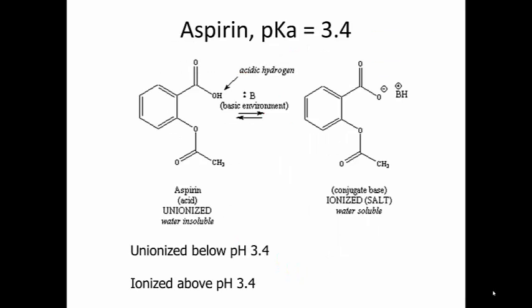Let's start with aspirin. Aspirin is a weak acid with a carboxylic acid functional group. The pKa of the acidic hydrogen is 3.4, so at a pH of 3.4, aspirin in a solution will exist half in the unionized form and half in the ionized form. The unionized form has no charge and will be less soluble in water, and the ionized form has a negative charge and will be more soluble in water. If the pH is raised above 3.4, the equilibrium will shift to have more molecules in the ionized form, and if the pH drops below 3.4, more aspirin will be in the unionized form.